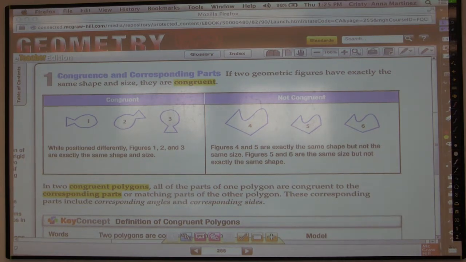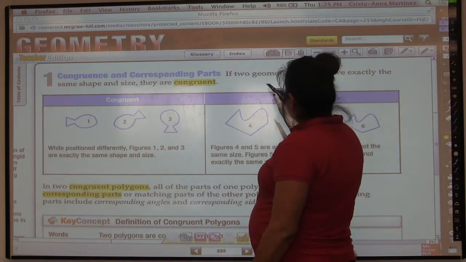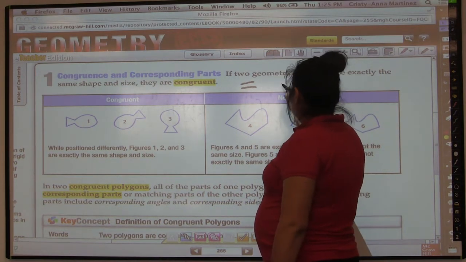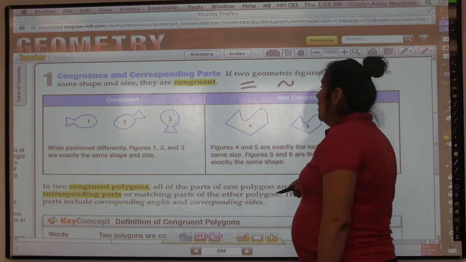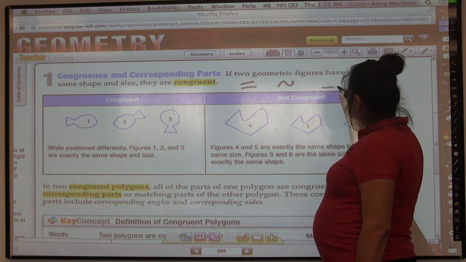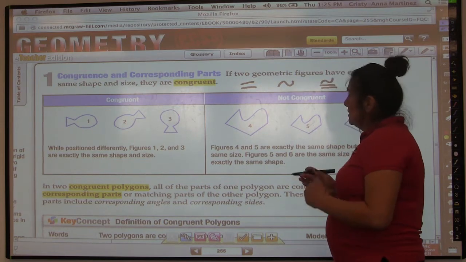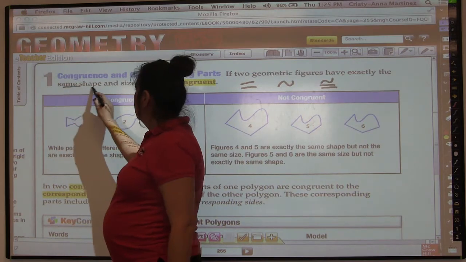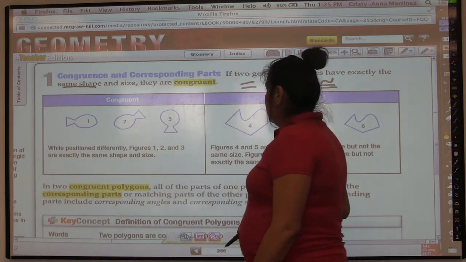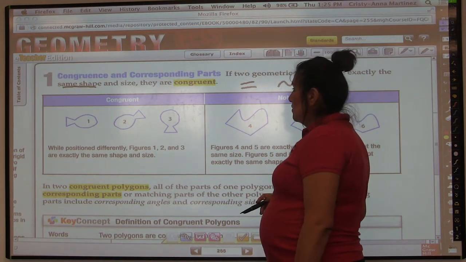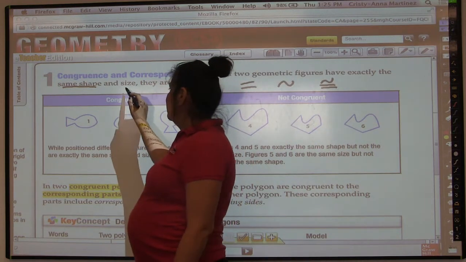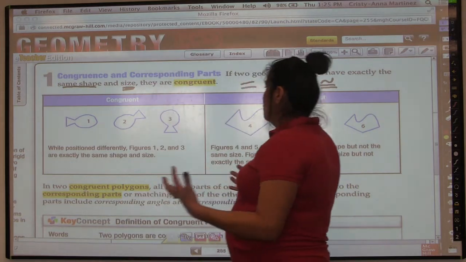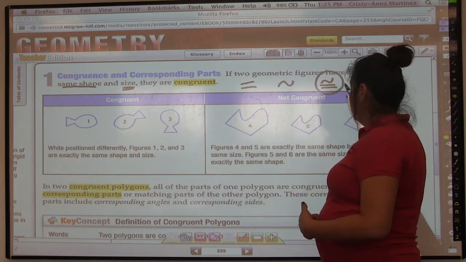I'm not sure if you know, but this symbol represents equivalent, equal, and this symbol represents similar. So the congruent symbol is a combination of both of those put together. The equal part would come from the exact size, and the similar comes from it being the same shape. You put those two together and you get your congruence symbol.